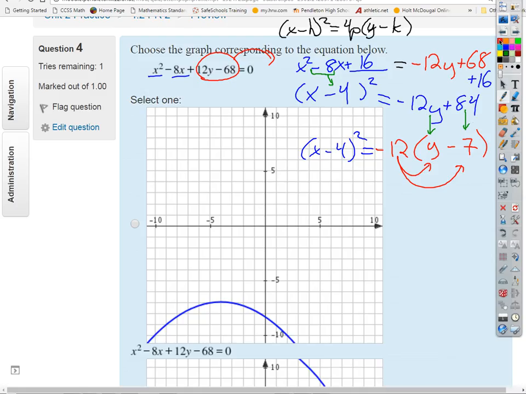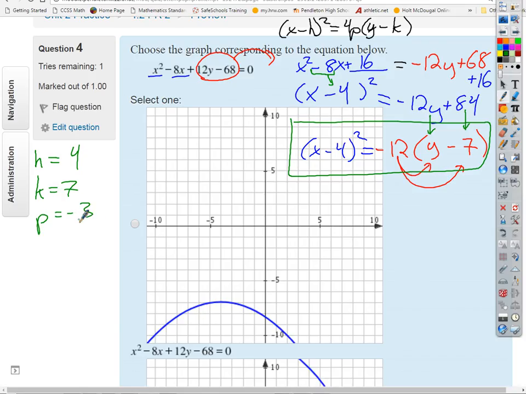Now we can identify what's h. What's h? Here's my standard form, right? Casey, what's h? Almost. It's not negative 4, it's 4. Good, because it's what's being subtracted. What's k? 7. And if 4p is equal to negative 12, what's p? Negative 3. Good.